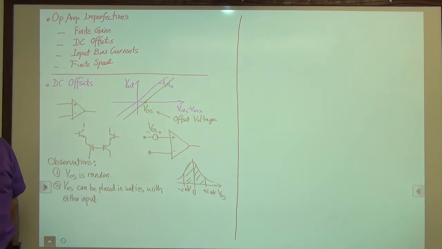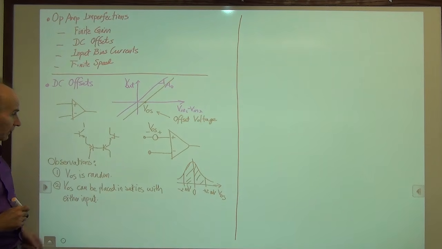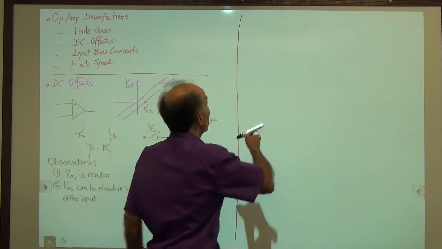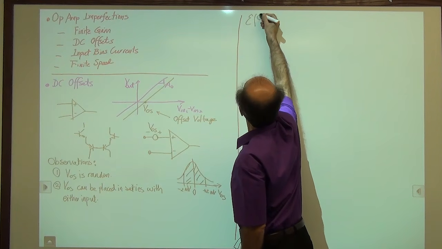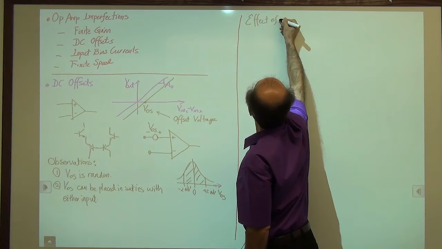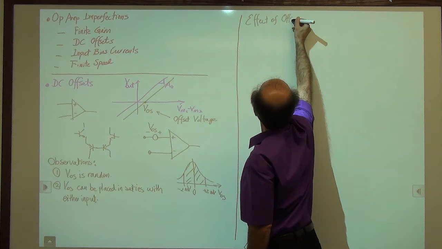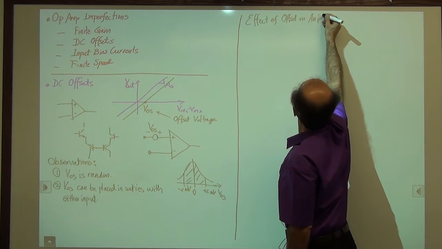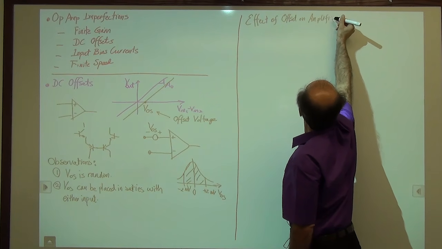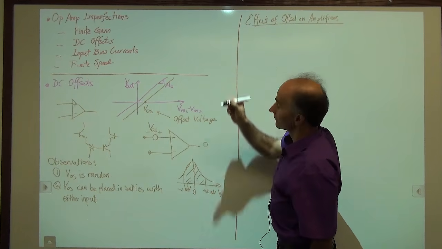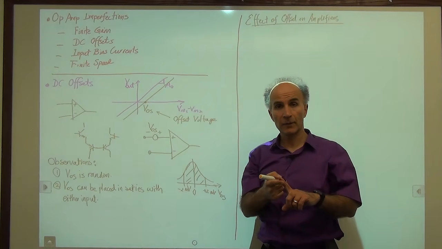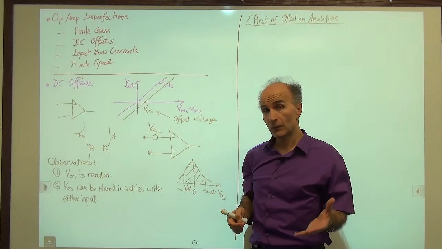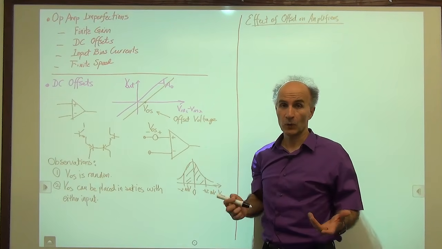Now it's good to look at the effect of this offset voltage on some of the familiar circuits that we have studied in the past. So let me show you some of these things: the effect of offset on amplifiers. We had a non-inverting amplifier, an inverting amplifier, a buffer, all these things. We can assume that the op amp has an offset voltage and then see what happens.